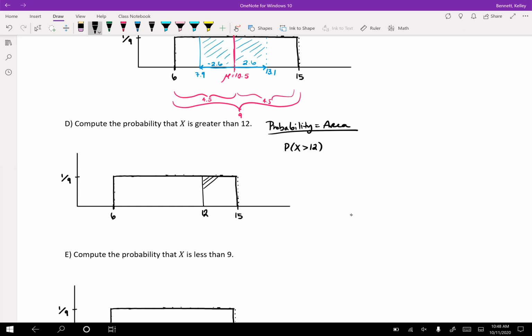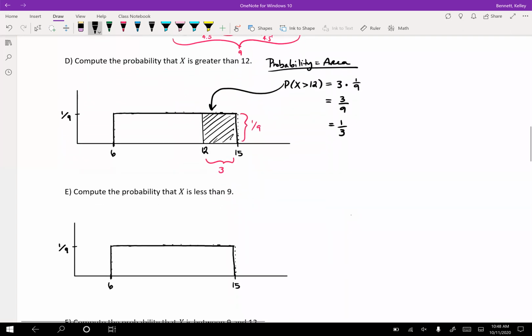It's equal to this area here. So what is this area? So the area of this shaded region is, well, from 12 to 15, this is a base of 3, and the height is always 1/9, always, always. So this is just 3 times 1/9. That gives me 3/9, or I could reduce and write it as 1/3. So the probability that x is greater than 12 is 1/3.